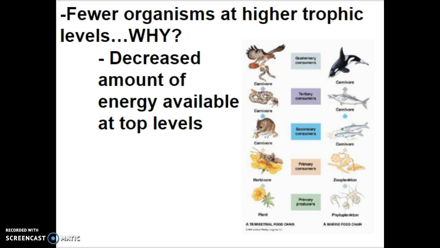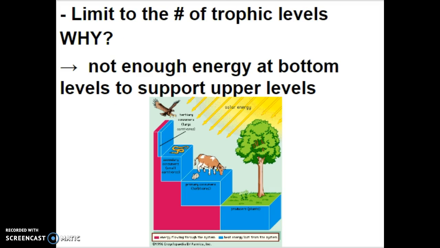So there's always fewer organisms at higher trophic levels. Why is this? Well, because there's a decreased amount of energy available at the top levels. Remember, only 10% of that respired energy from an organism is available to something that eats it. The further you are on top of the ecological pyramid, the energy pyramid, the more you have to consume. So there has to be more members at the bottom of the pyramid than the top to make it stable.